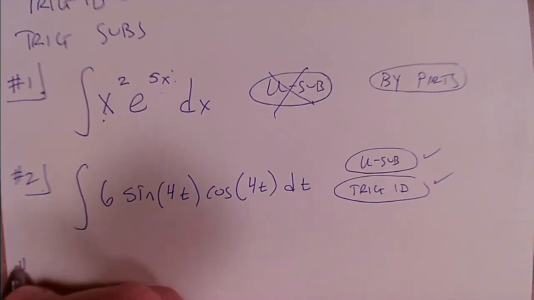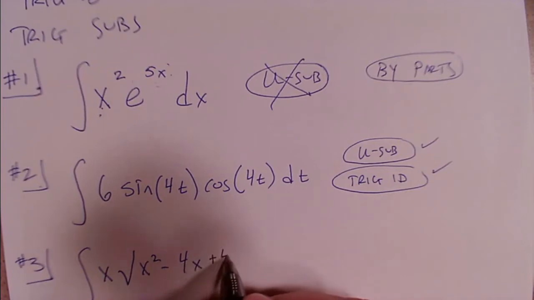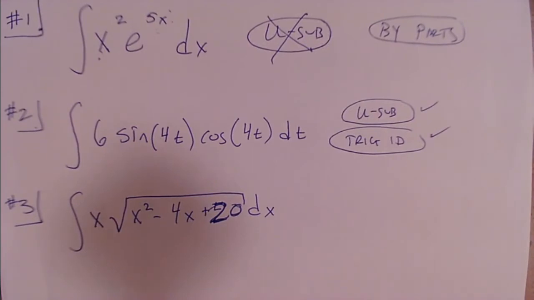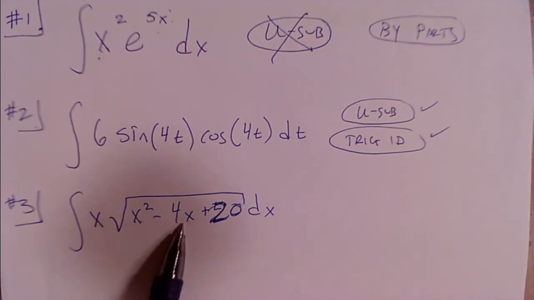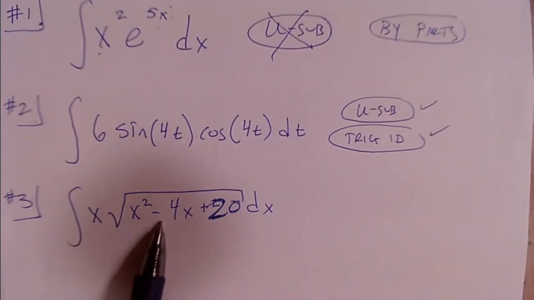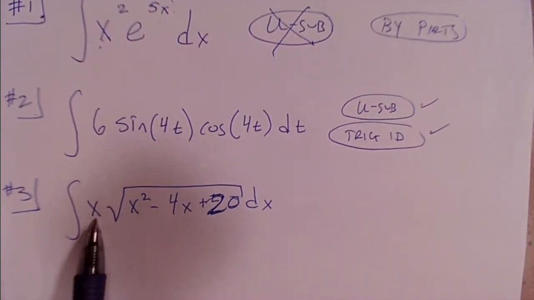I'm also going to do number 3 here at some point, the integral of x times the square root of x squared minus 4x plus 20, with respect to x. My apologies. Now, let's go through. Substitution, possibly a u sub, but that's off the list because x squared minus 4x plus 20 has a derivative of 2x minus 4. And that 2x would cancel with this x, but there's also this pesky minus 4 hanging around. So it's not a pure 2x or something like that that's going to cancel that x.